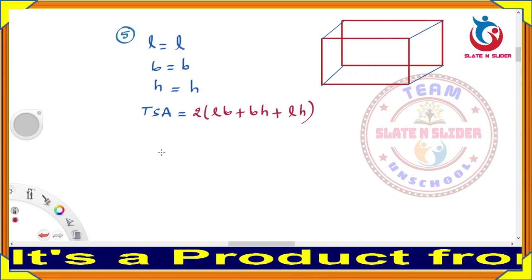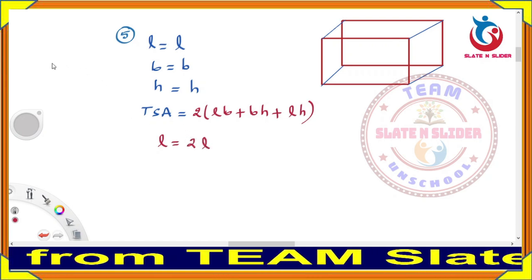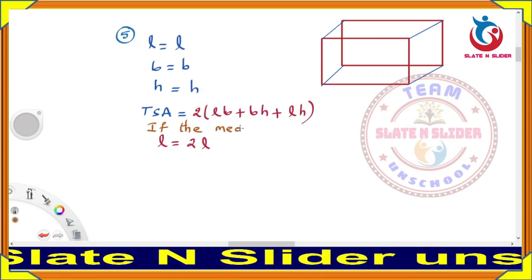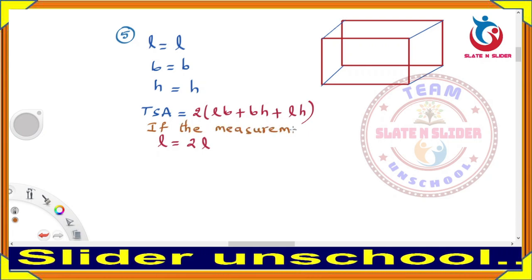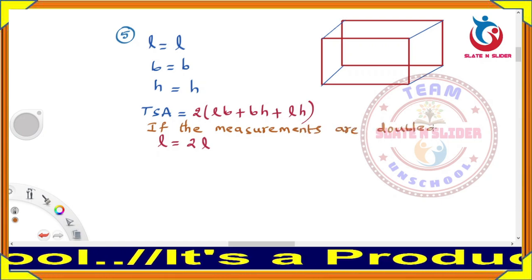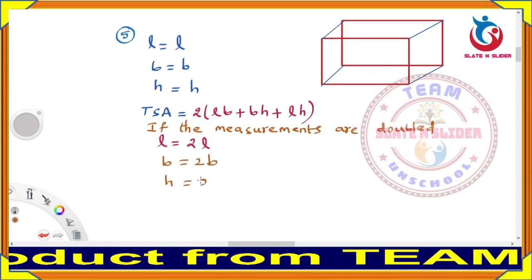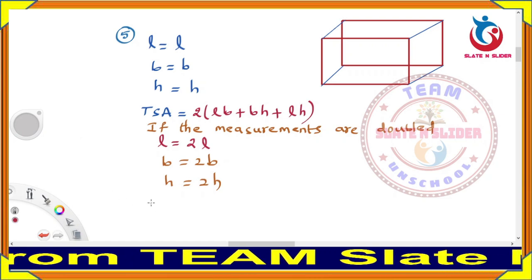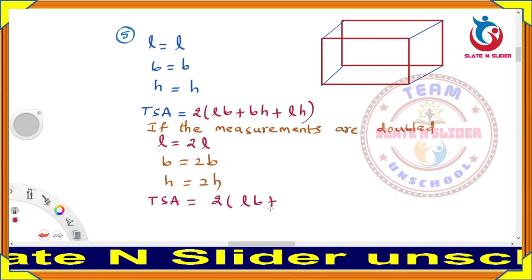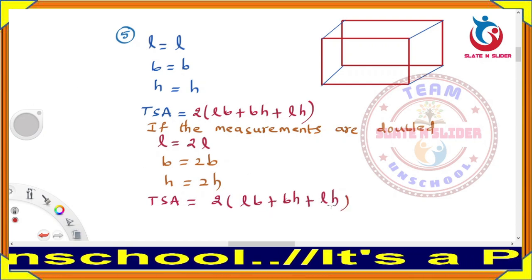And now we have to take the length as 2L, because the measurements have been doubled. So, we will write here, if the measurements are doubled, then L is equal to 2L, B is equal to 2B and H is equal to 2H. Again we will find the total surface area. First we should write the formula first, that is 2 of LB plus BH plus LH. So, in this we have to substitute.